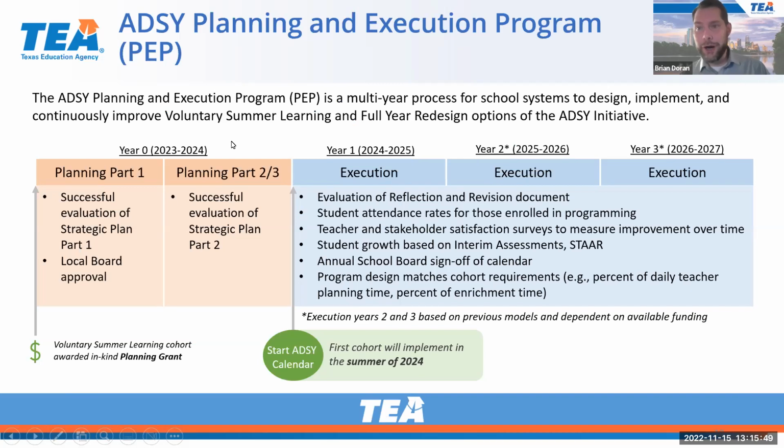To support you through all of these requirements and through all this research base, what we have is the ADSI Planning and Execution Program. This is essentially a three-part planning program where we're gearing towards that research base and board approval of a calendar, and then entering annual cycles of continuous improvement. For cycle 1, 2, and 3, our first 3 groups of districts that went through this planning and execution program, that's 3 years of execution. For this group with cycle 4, that'll be a minimum of 1 year of execution, and then year 2 and year 3 are contingent on available funding and available capacity, but a minimum of 1 year of continuous improvement and reflection and revision.